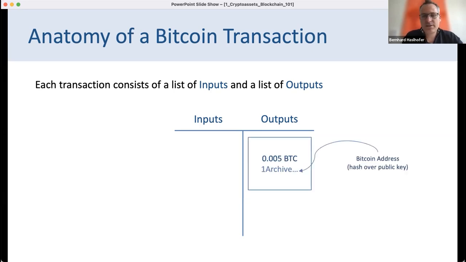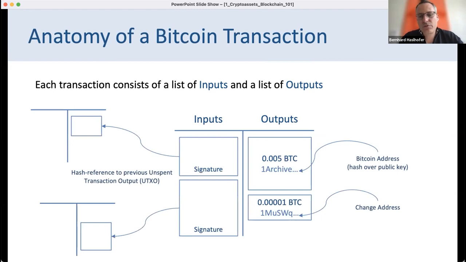The difference in Bitcoin is that we actually have an end-to-end relationship. So we have transactions that consist of a list of inputs and a list of outputs. The outputs basically determine the recipient. So I send a certain amount of Bitcoins to the Internet Archive. So that's the upper right output in this figure. And it also contains another output, which actually sends back the change to one of the addresses I'm controlling myself.